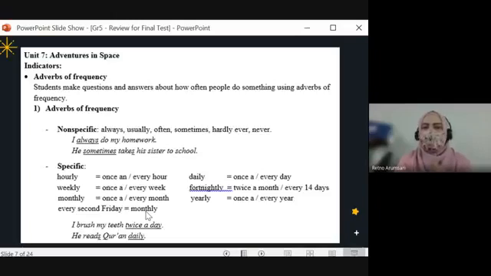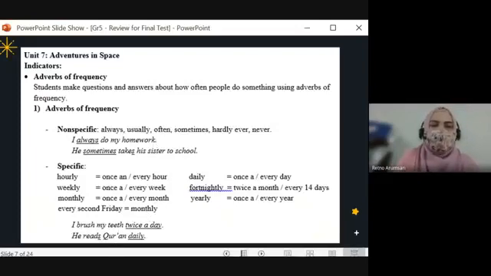Because second Friday only happens once a month, right? How many Fridays are there in a month? Maybe there are four, yeah? The first Friday, the second Friday, the third Friday, and the fourth Friday in one month. The second Friday only happens once a month. So we can call it monthly, right?